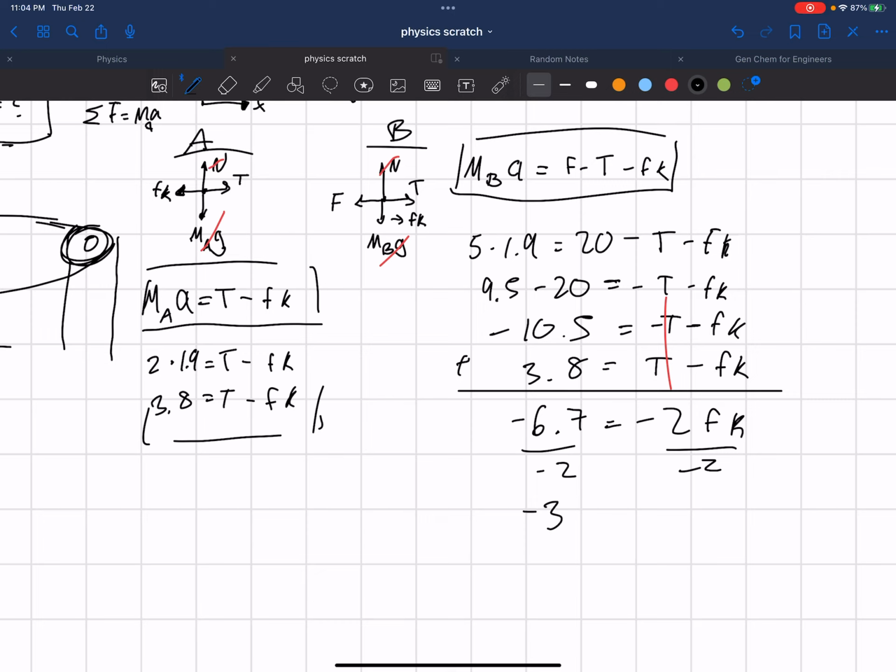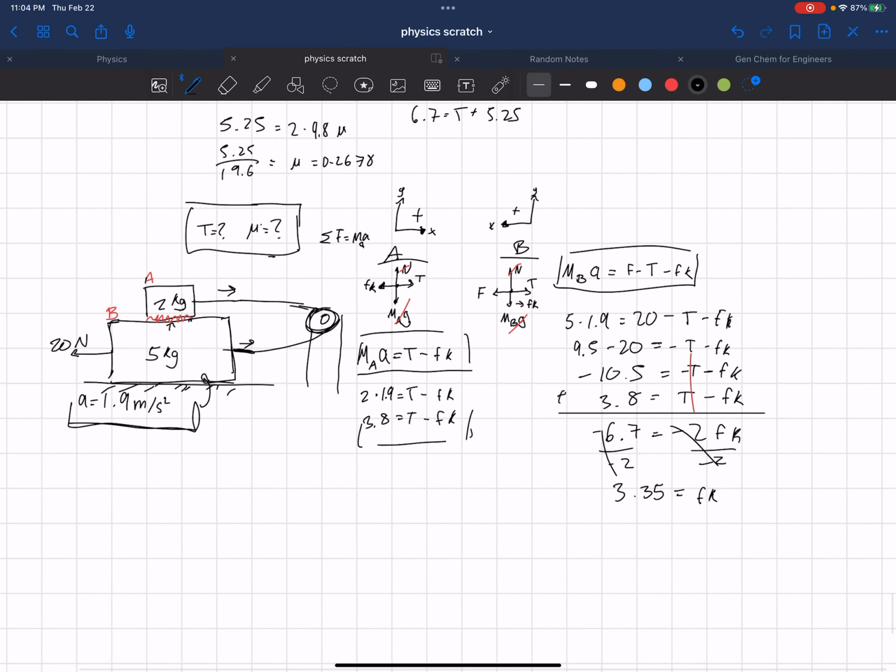3 times 3 point, not times, gosh. Not negative anyways anymore. Because we took out the negatives. And this is going to be FK. But guys, that's not it. Because remember, we're looking for mu.